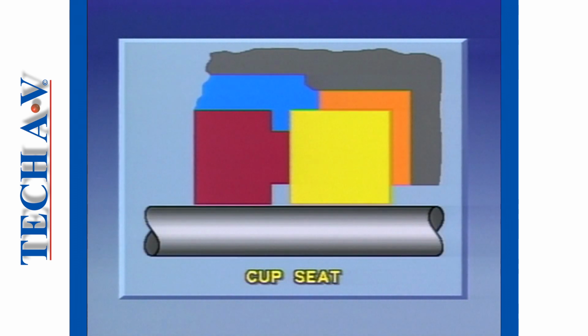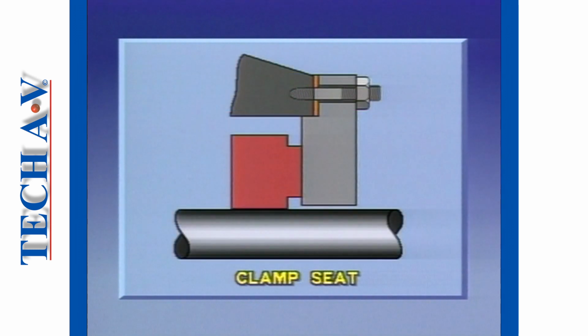Another popular tertiary seal is the cup seat, whereby the stationary ring is supported and encased by a rubber cup. Of earlier design, but still in use, is the clamped seat seal. In this type, a gasket provides the tertiary seal and the cover plate serves as the primary seal seating.